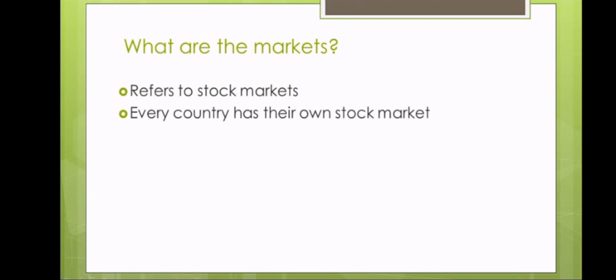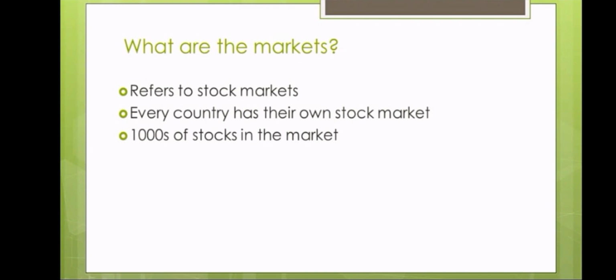And what you need to know is every country has their own individual stock market. And the stocks in a country's stock market are different from stocks in another country's stock market. So for example, stocks in the German market are different from stocks in the Japanese market. And there can be hundreds to thousands of stocks in a stock market.